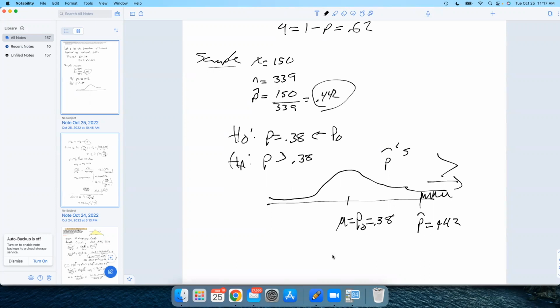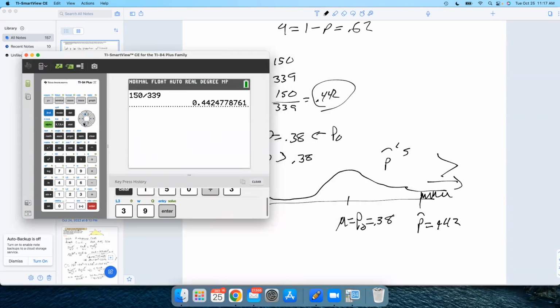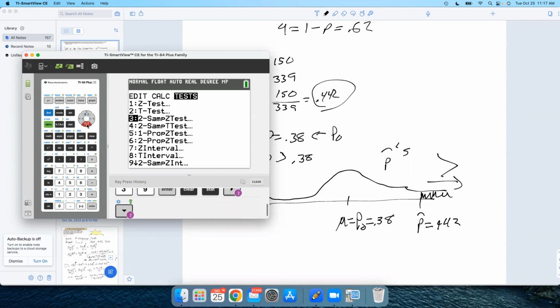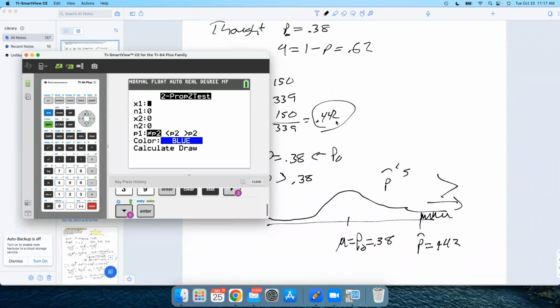Now the calculator does all the work. Remember, you're only going to use buttons 5, 6, A, and B for the next couple of weeks. Let's look at 5. That's the right one. Let's look at 6. They're asking me for X1, N1, X2. I don't have two X's. That can't be right.